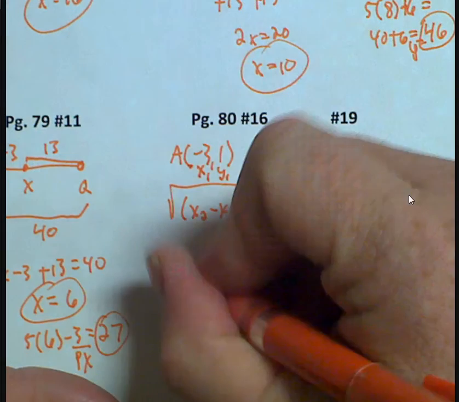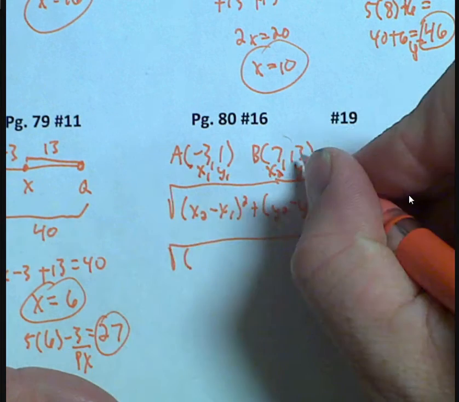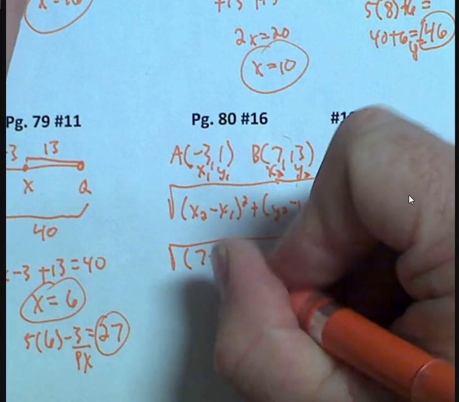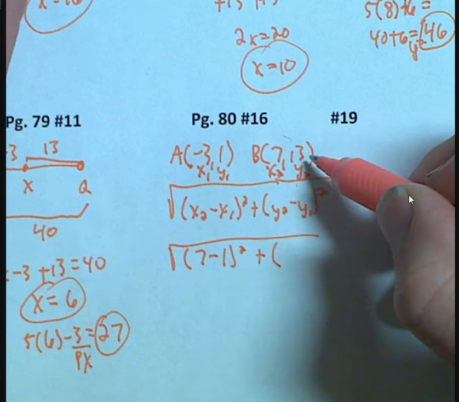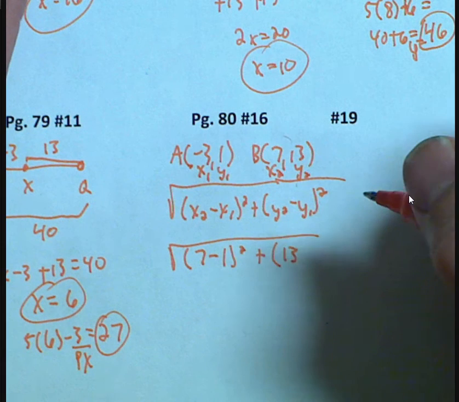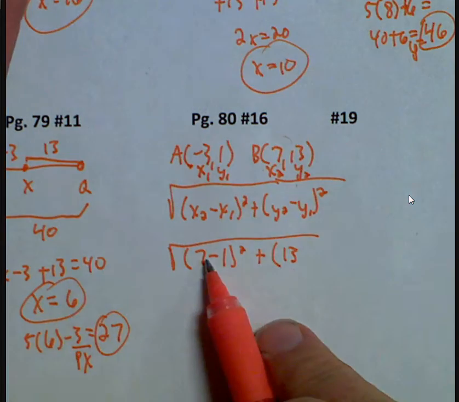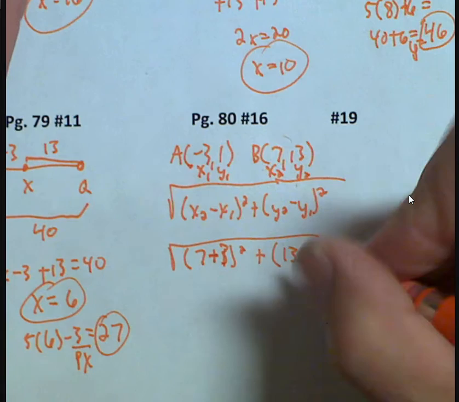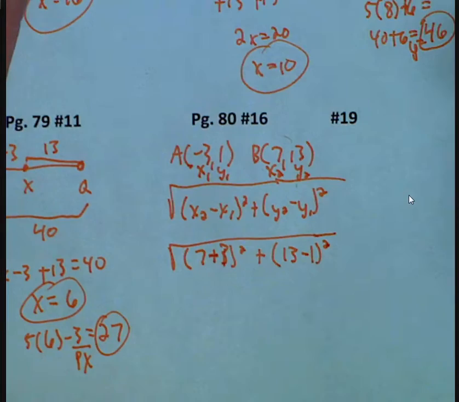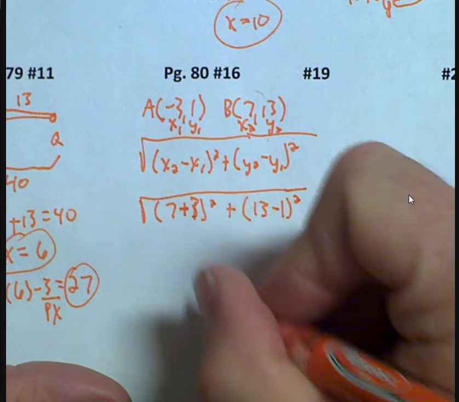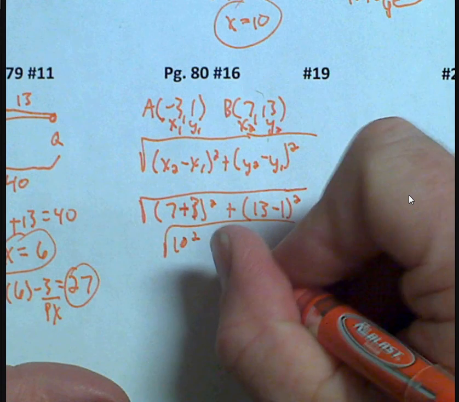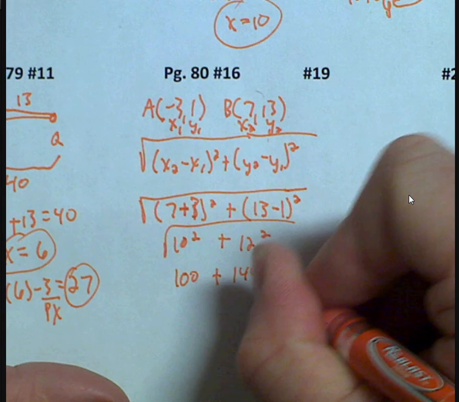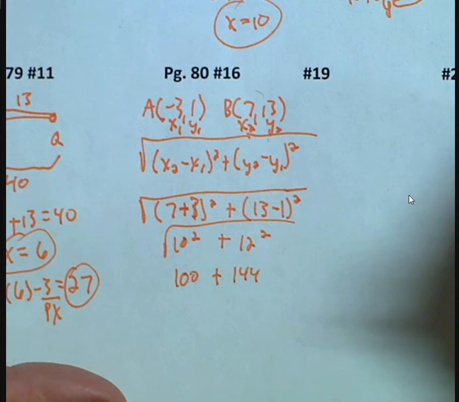So x2 would be 7 minus y1 would be 1 squared. My y2 would be 13. Whoa, sorry. 7 minus negative 3 would be plus 3. Sorry about that. 13 minus 1 squared. So this would give me 10 squared plus 12 squared. This would give me 100 plus 144.